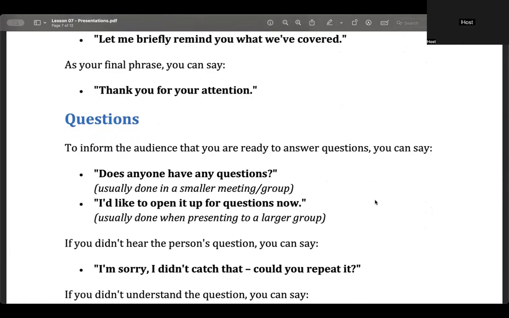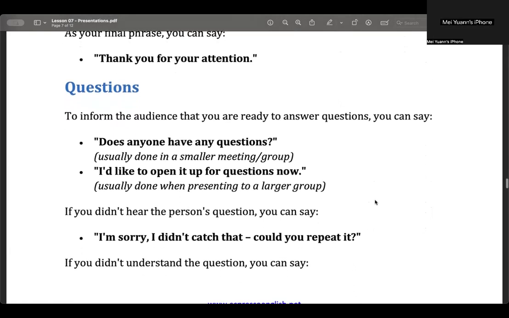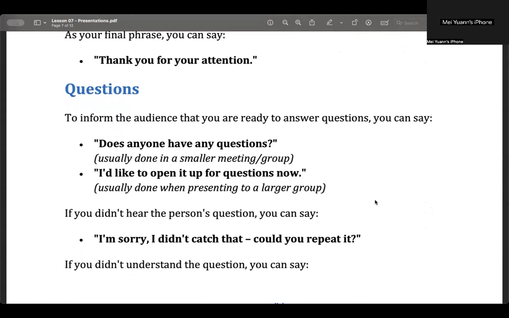Questions. To inform the audience that you are ready to answer questions, you can say, "Does anyone have any questions?" Usually done in a smaller meeting group. "I'd like to open it up for questions now." Usually done when presenting to a larger group.